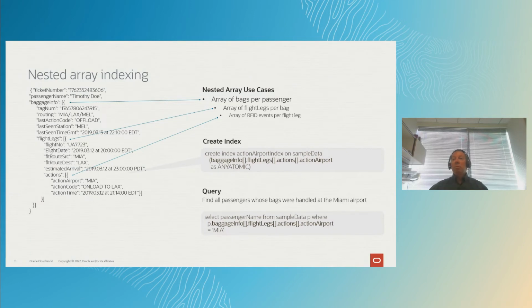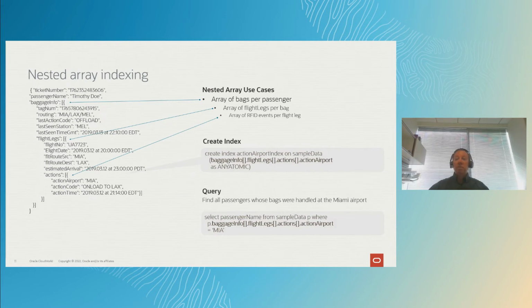And in this example, we're showing the strength of NoSQL, where you can create an index on an action deep within a nested array. So we're showing the create index statement on action airport. And again, since that's a string, it'll be any atomic. So it's an atomic data type. And we create that index deep within a series of nested arrays.